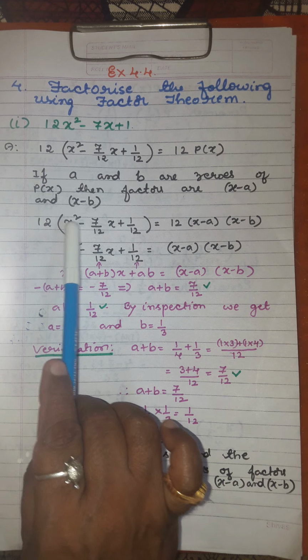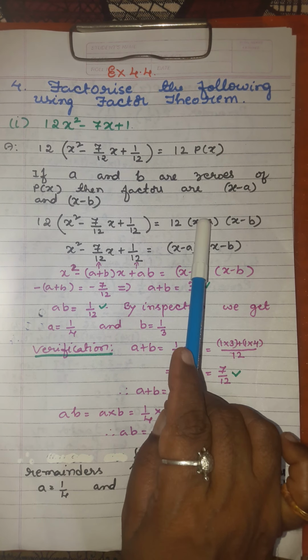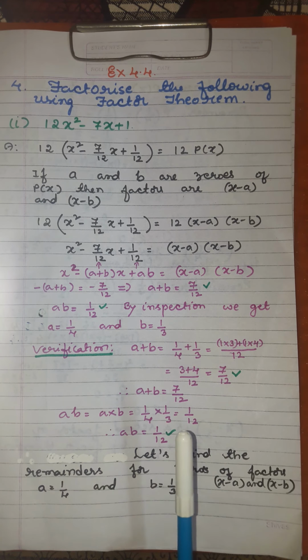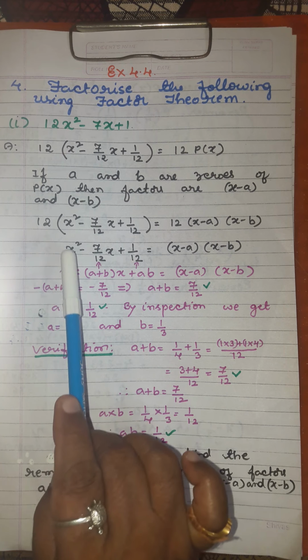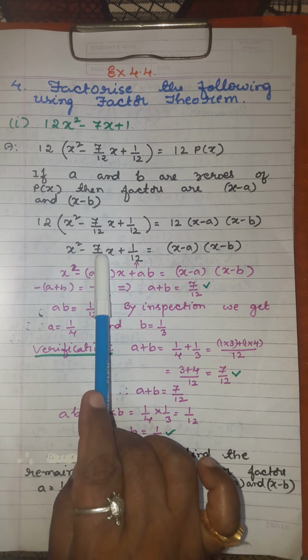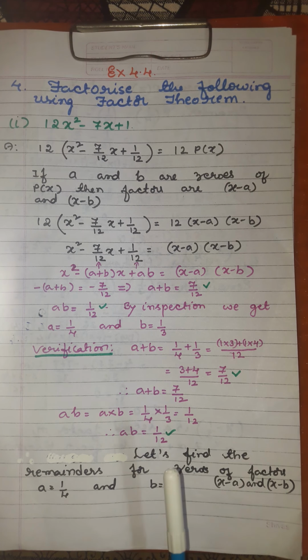Now 12 into x square minus 7 over 12x plus 1 over 12 is equal to 12 times x minus a into x minus b. Now let us remove 12 on both sides. We'll get x square minus 7 over 12x plus 1 over 12 equal to x minus a into x minus b.